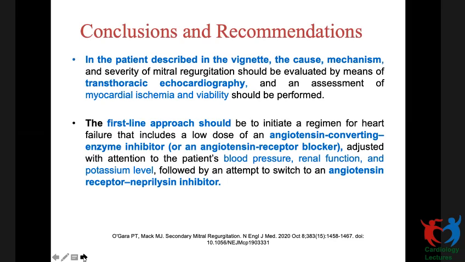So finally, in this patient presented in the clinical vignette, whose ejection fraction was slowly coming down with the increasing severity of mitral regurgitation, the cause, mechanism, and severity of mitral regurgitation should be evaluated by means of transesophageal echocardiography, and an assessment of myocardial ischemia and viability should be performed. The first line approach should be to initiate a regimen for heart failure that includes a low dose of angiotensin converting enzyme inhibitor, adjusted with attention to the patient's blood pressure, renal function, and potassium levels, followed by an attempt to switch to an angiotensin receptor neprilysin inhibitor.